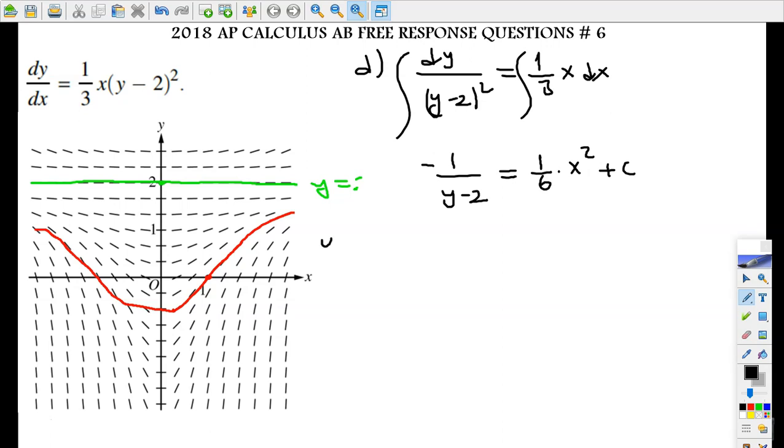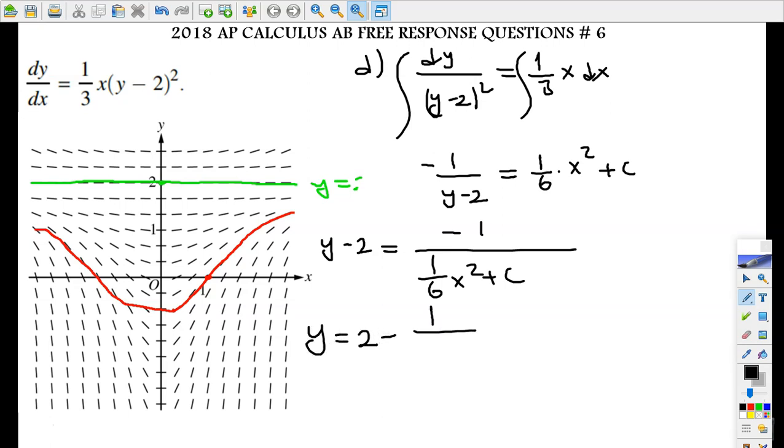My ultimate goal is to solve this equation for y. So y minus 2 is going to be equal to negative 1 over (1/6 x squared plus c). If I add 2 to each side, I get y equals 2 minus 1 over (1/6 x squared plus c). This is going to be my general solution.